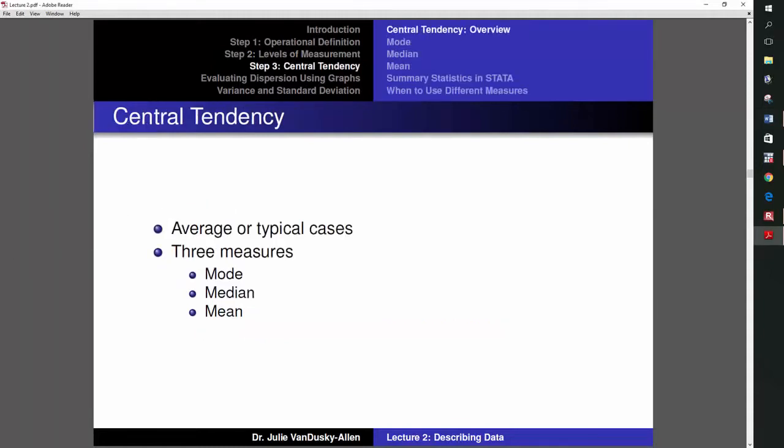The next step in describing your variable is identifying and interpreting your variable's measure of central tendency. The measures of central tendency tell us the average or typical case in our variable. There are 3 ways to measure central tendency: mode, median, or mean. The mode is the variable's most common value. The median is the observation that takes on the middlemost value when ranking the observations from lowest to highest value. And the mean is just another word for the arithmetic average.